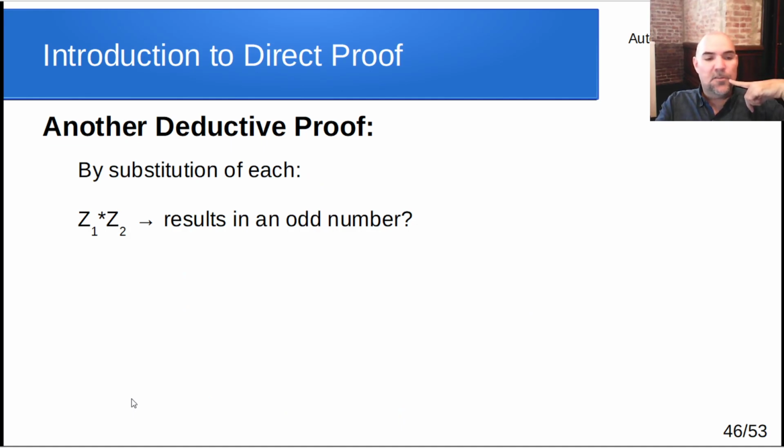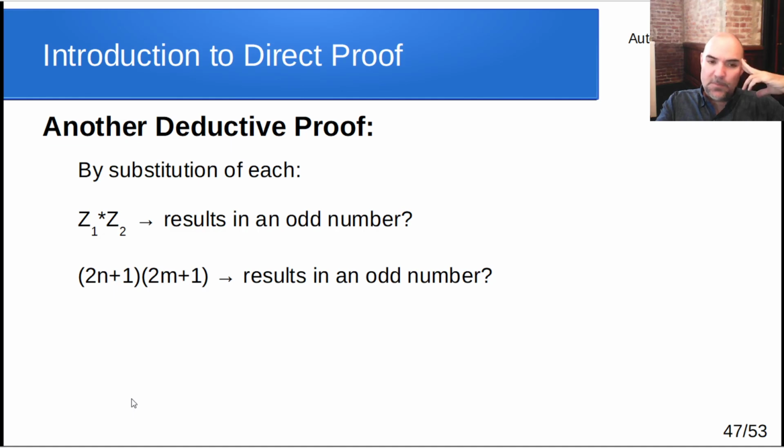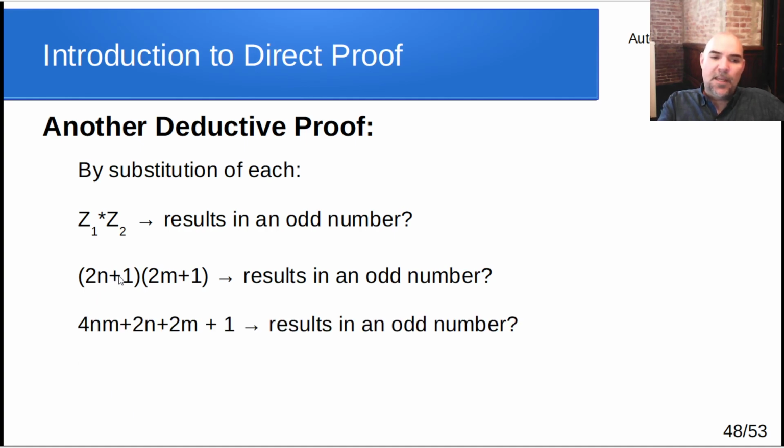So substitute those two things from here into there. And we get 2n plus 1 for z1, 2m plus 1 for z2. Now let's go ahead and multiply that out on the left-hand side. And now we get, again using the FOIL method, the first, 2n times 2m, is 4nm. And then 2n times 1 is 2n. 1 times 2m is 2m. And then 1 times 1 is 1. They call it the FOIL method: first, outside, inside, last. You're probably used to that from algebra. So we just multiply that whole thing out. We get 4nm plus 2n plus 2m plus 1.